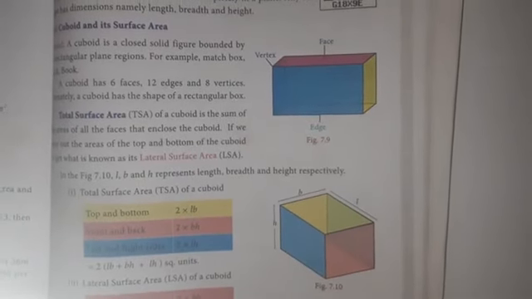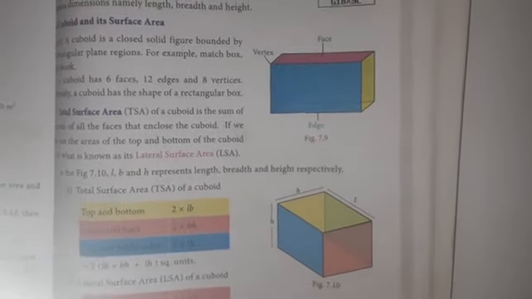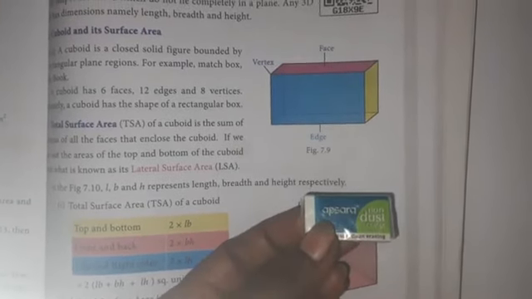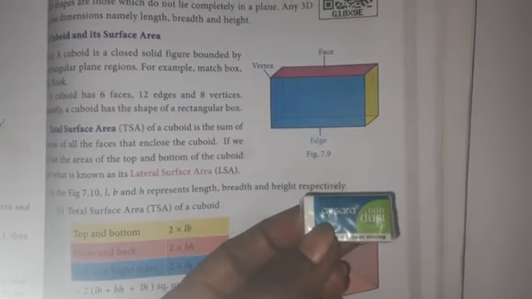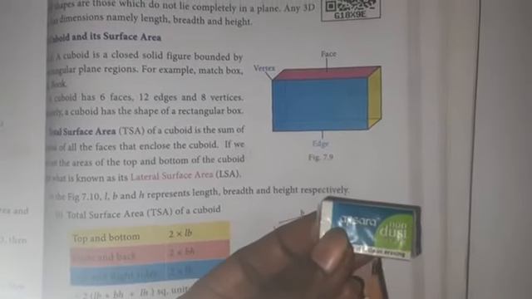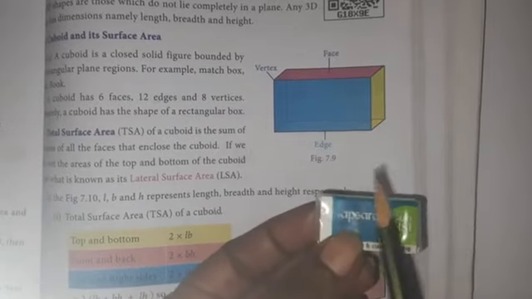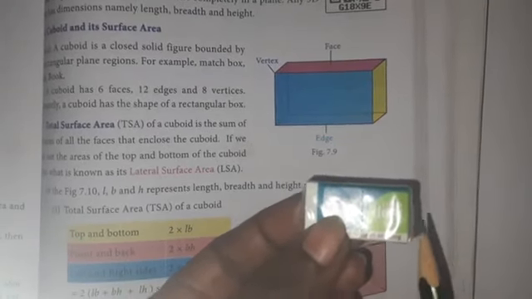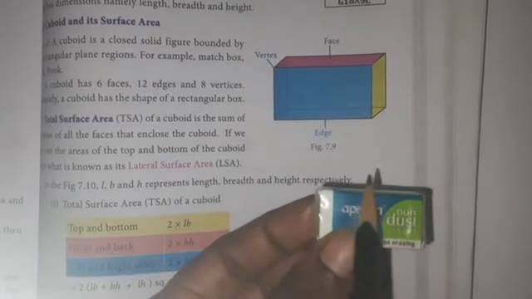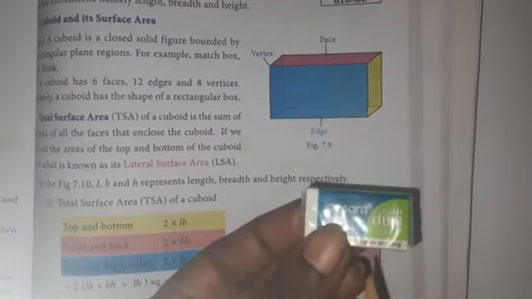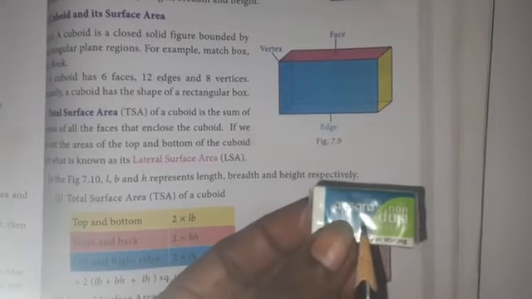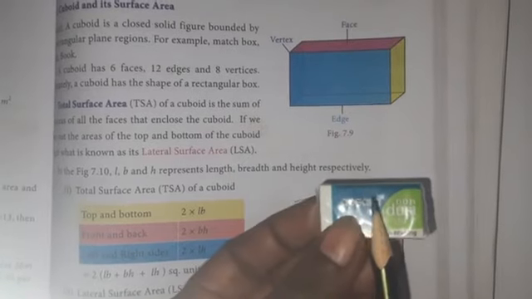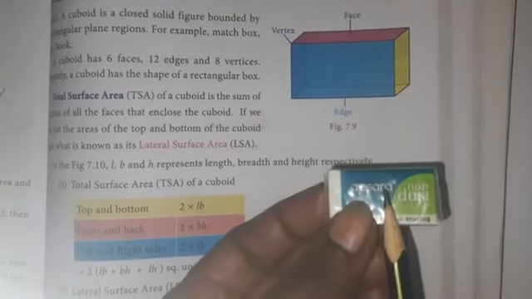Next one is total surface area. Total surface area is, see here, in a cuboid, the sum of the areas of all the faces. All the faces should be included, the outer surface is included. That is 6 faces, top, bottom, likewise here 3, 4, 5, 6. So 6 faces should be included. That is called total surface area. The total surface area formula is 2 into (LB plus BH plus LH) square unit.